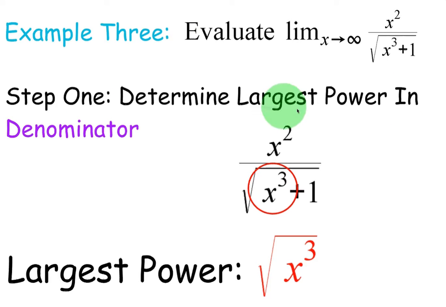Step 1 is to determine the largest power in the denominator. Well, the thing is, we have to include this square root as part of the x cubed. I mean, that is the biggest power, x cubed, but there's a square root over top of it, so we have to include that. So we're ignoring the 1 because it's not the largest power. We're going to take the largest power in the radical and write it as the square root of x cubed. So for example, if this was x squared, the largest power would be the square root of x squared, which is just x, right? So that's how you do that.